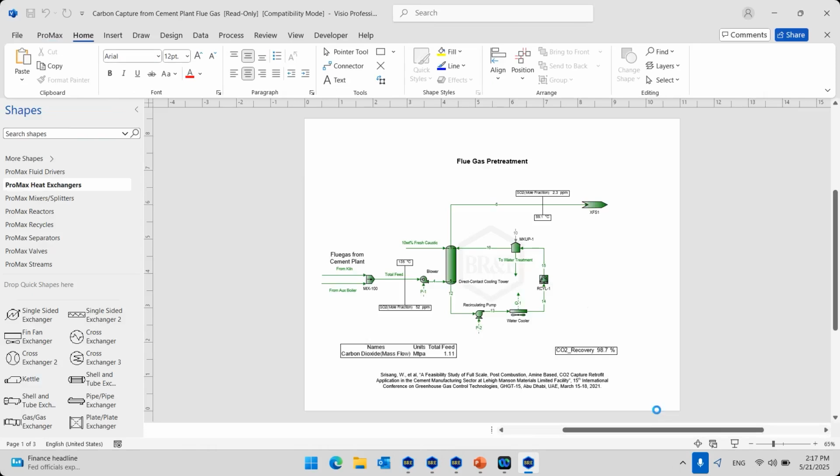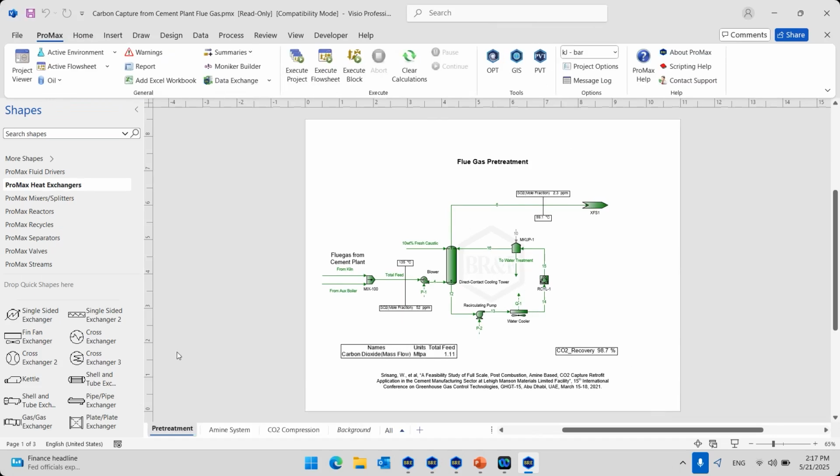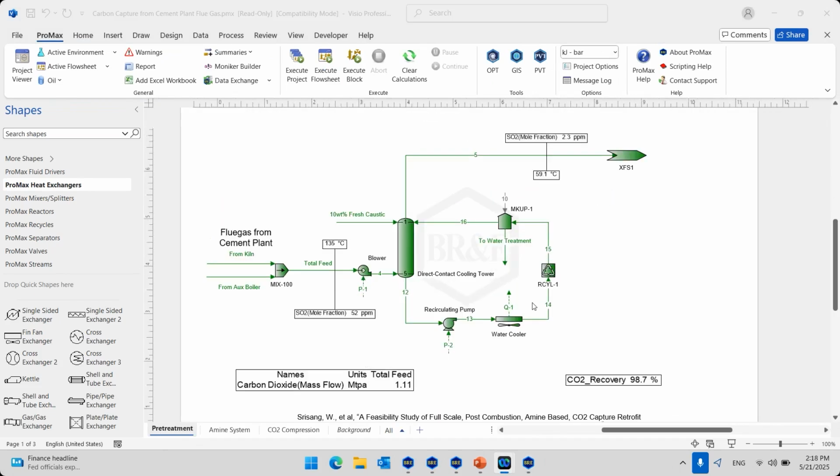This file will have multiple flow sheets. Each flow sheet will show us one portion of the whole path for CCUS. The first one we are starting with is the pretreatment flow sheet. This is where we get our cement plant flue gas, and we are sending it into a pretreatment section.